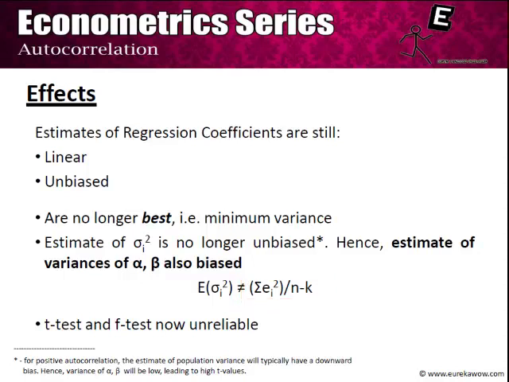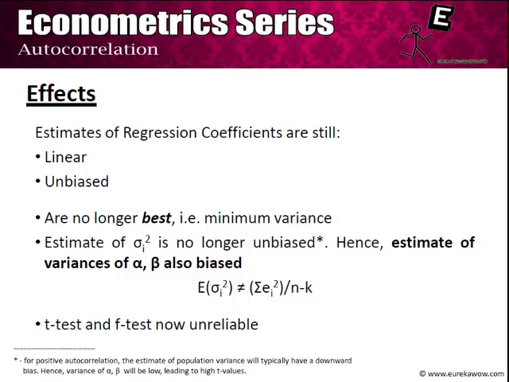Hence, the estimates of variances of the regression coefficients alpha and beta are also biased, which leads to t-tests and F-tests which are now unreliable. The key difference from heteroscedasticity in this case is that we can say something more specific about the nature of the bias of estimates of sigma squared.